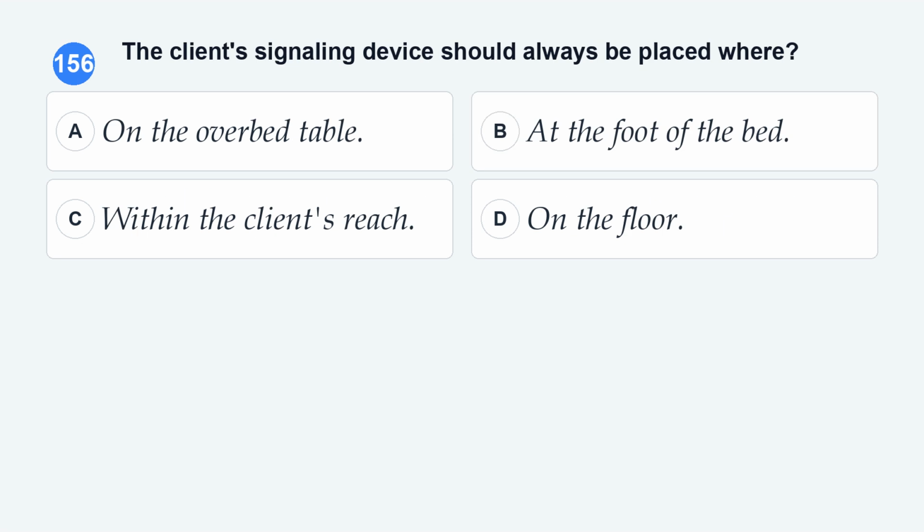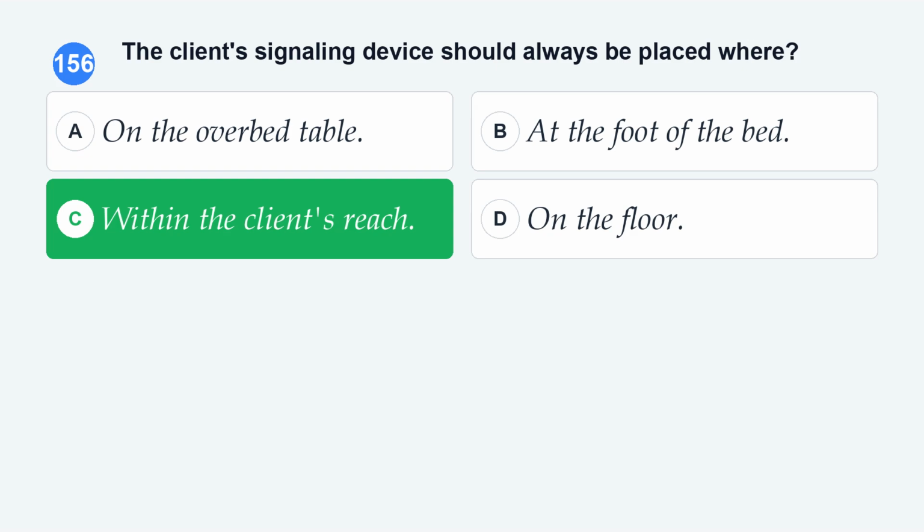Question 156. The client signaling device should always be placed where? Option A, on the overbed table. Option B, at the foot of the bed. Option C, within the client's reach. Option D, on the floor.